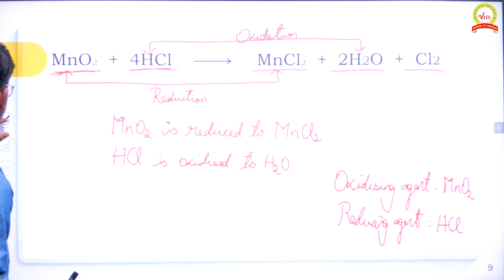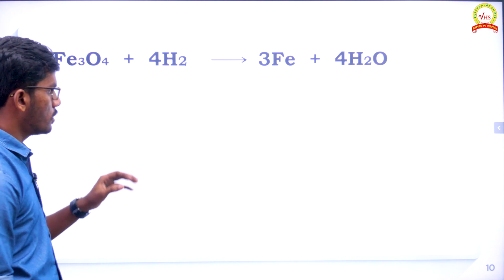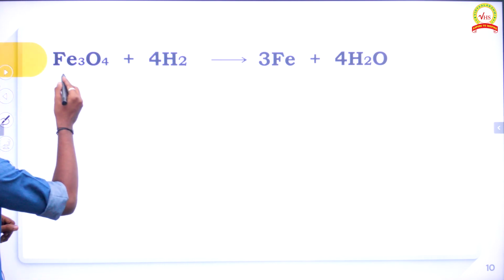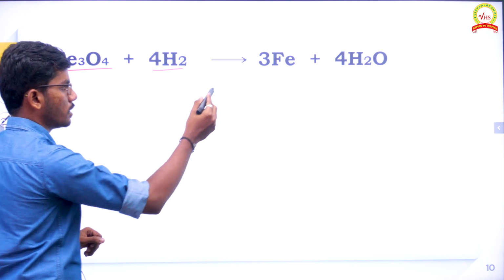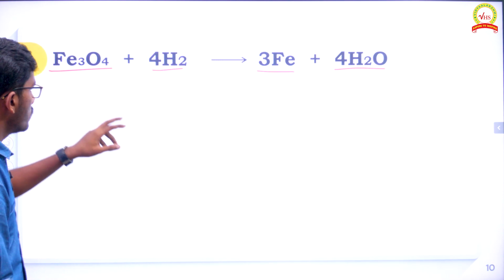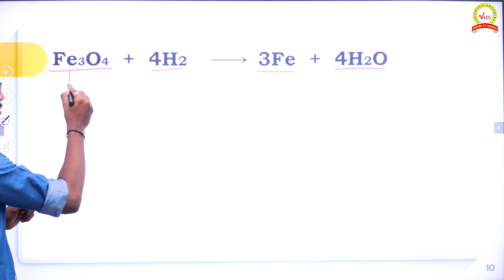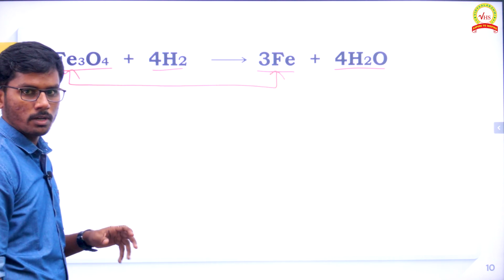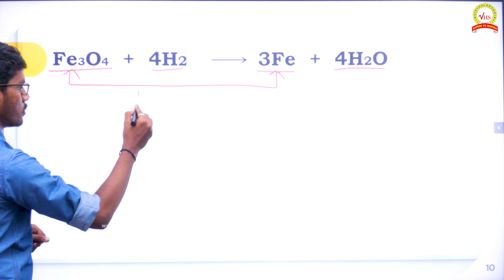Okay. Next. One more example has been included. We'll discuss it and then we'll move on to the corrosion and rancidity topics. In this example, iron oxide reacts with hydrogen gas and it tends to form iron plus water. So you just start. Iron, trace it on both sides. On the reactant side it is with oxygen, whereas on the product side it is in an independent state. It is not combined with any other atom. So what has happened? Oxygen has been removed.